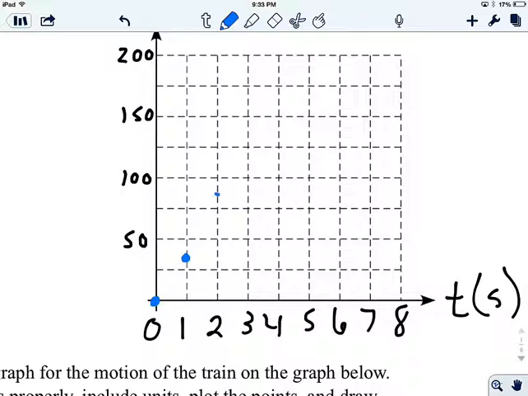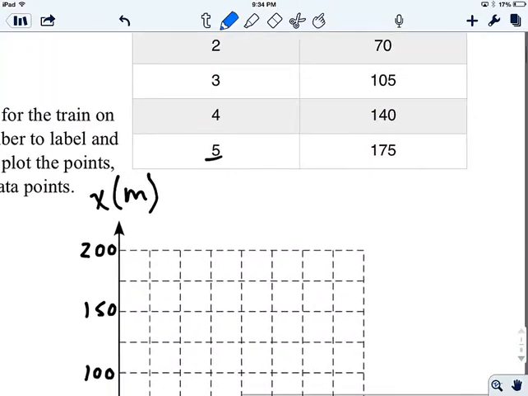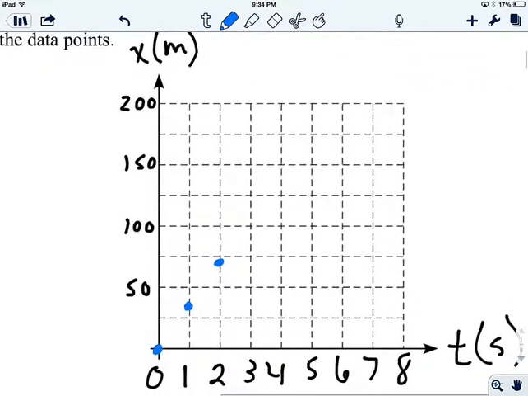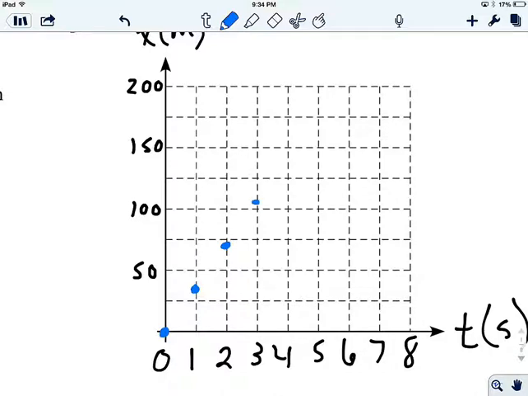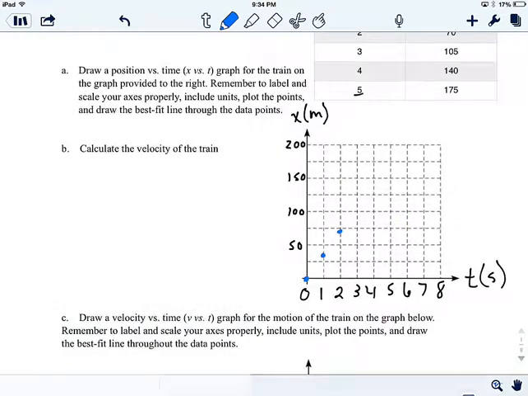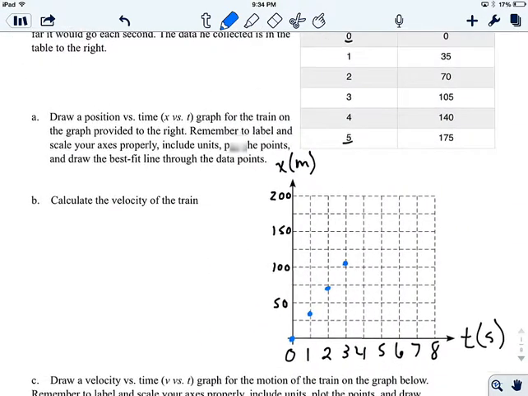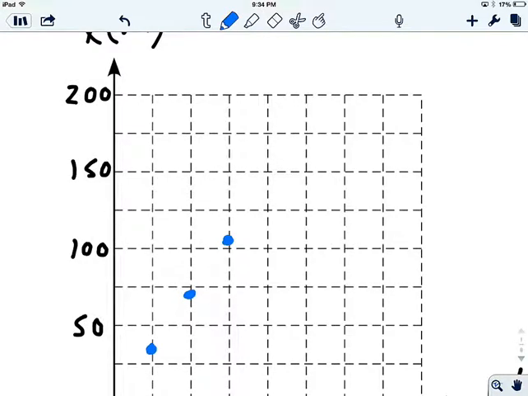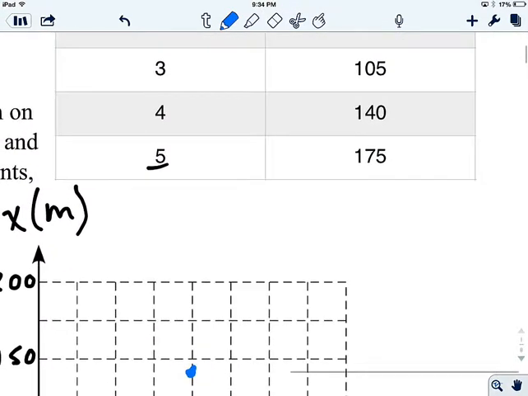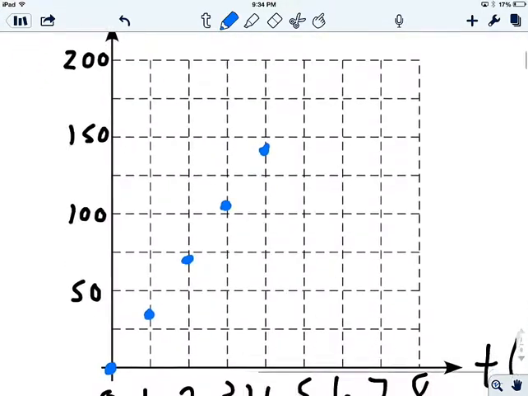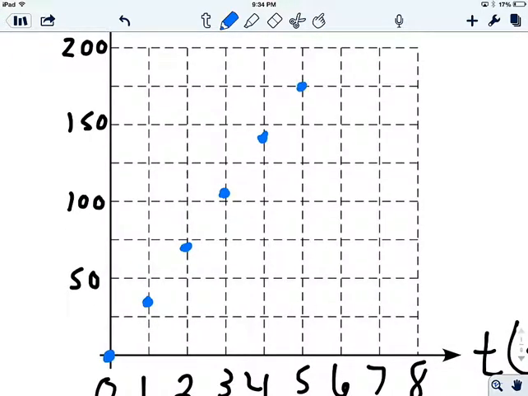Now 2 and 70. I think 70 is going to be somewhere right in that ballpark there. Oh, wait. That's not right. Halfway between the two would be 75, so I have to be a little bit below that line. There we go. Now 3 and 105, so I go to 3 and then just above the 100 line. Sorry about that, guys. Just above the 100 line. All right, and then 4 and 140, so 4 is going to be just below the 150 line. And then 5 and 175. Okay, so 5 and 175.